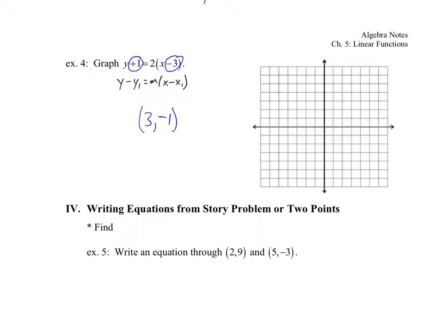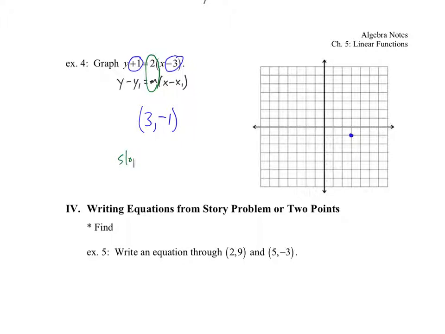So first thing we can do is put a dot on that point. So I start at the origin. Positive 3 takes me there. Negative 1 gets me to there. So I'm over 3, down 1. Next step then, my slope is going to be a positive 2.